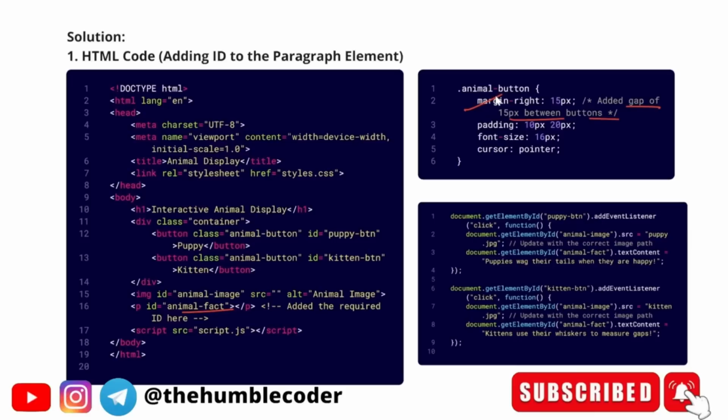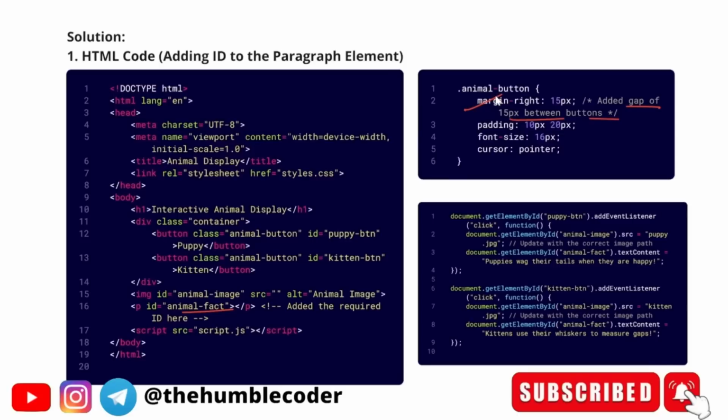What will be the expected output? When the puppy button is clicked, the image should update to the puppy image, and the fact should update to the puppy fact. When we click on the kitten button, the image should update to the kitten picture, and the fact should update to one related to the kitten. So this is how you have to write it.